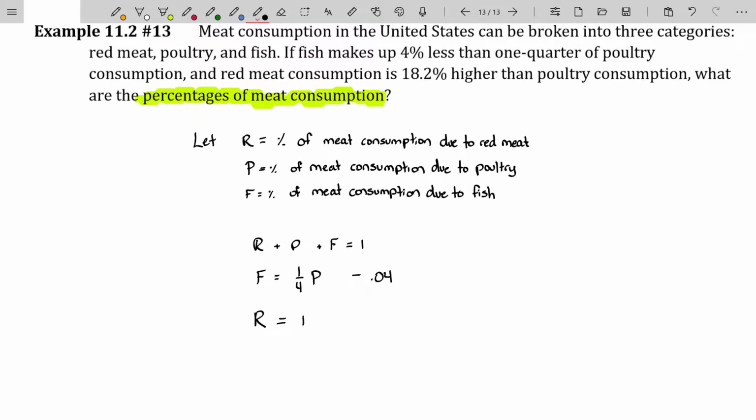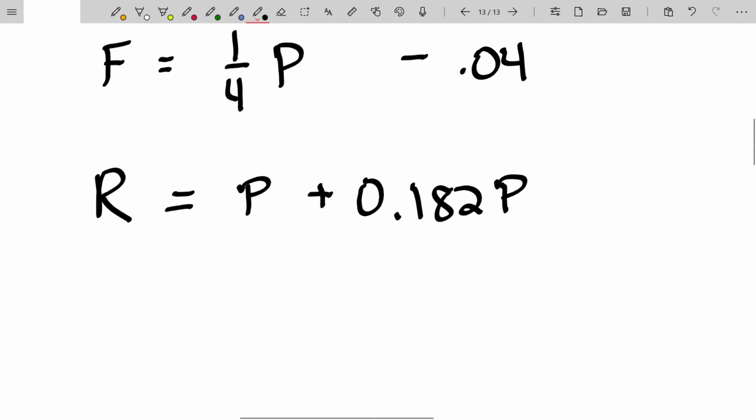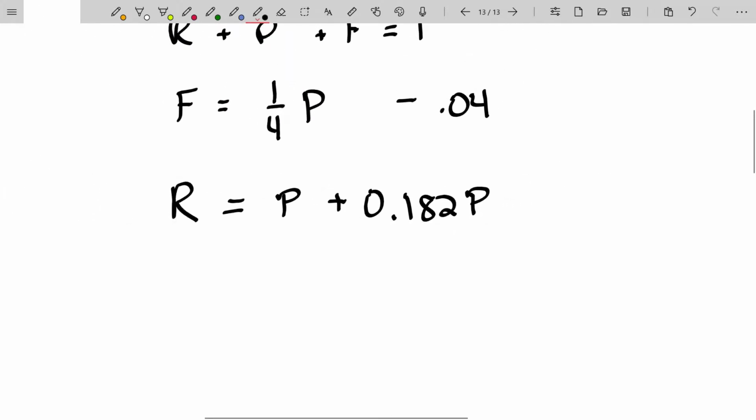So you have poultry consumption plus 0.182 times the amount of poultry. So in other words, you have the regular poultry consumption and it's 18.2% higher than that. Another way you could say that is 1.182p. So it's 118.2% of poultry consumption. There we go.